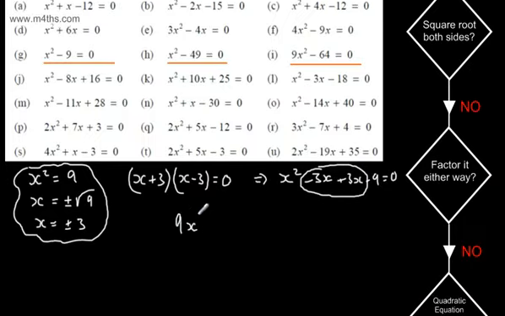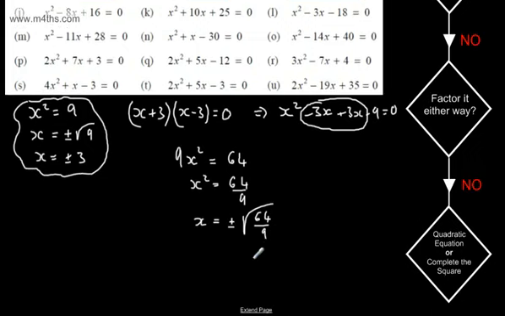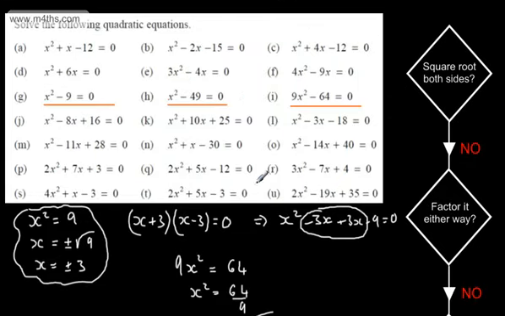Alternatively, starting with 9x squared is equal to 64, I could divide both sides by 9. x squared is equal to 64 over 9, and take the square root of both sides. x would be equal to plus or minus the square root of 64 over 9. The square root of 64 is 8, the square root of 9 is 3, so x would be equal to plus or minus 8 over 3. And again, if you wanted, you could factor that as a difference of squares. So that's the first type. Can we square root both sides? Yes, we can. We go ahead and do that.